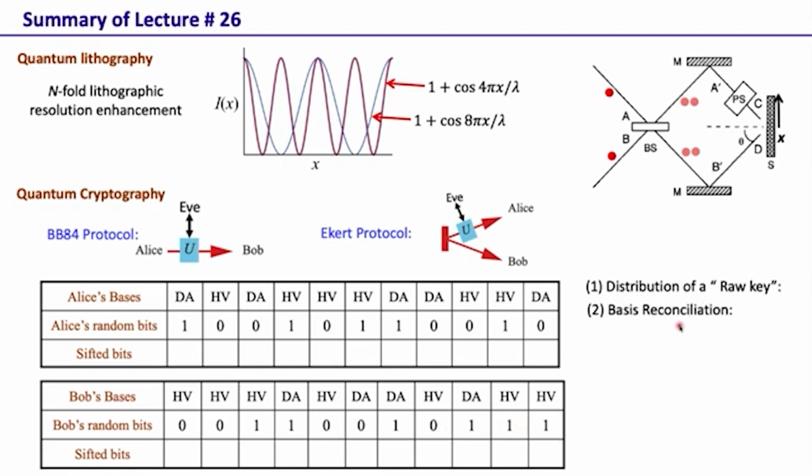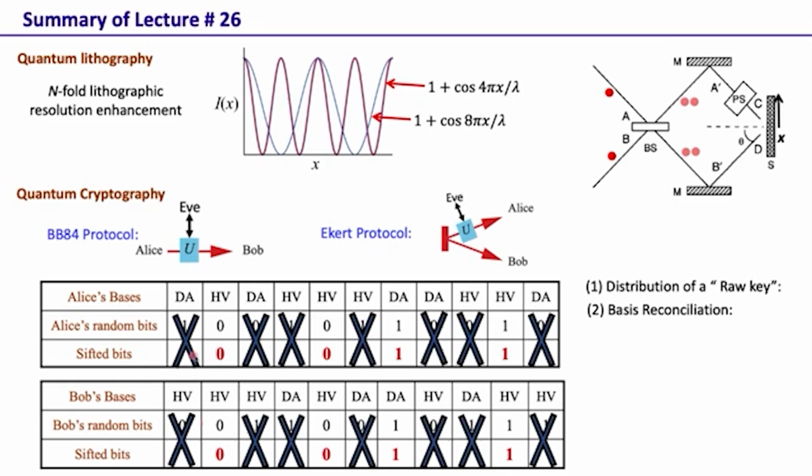So this was the distribution of raw key step. The next step in quantum cryptography is what's called basis reconciliation. In this step, Alice and Bob compare, in each instance, what basis Alice and Bob happened to choose. Again, they only compare the bases and not the bits. So after comparing the bases, if they find that in a particular instance they happened to choose different bases, then they reject those instances, and only in the instances when they happened to choose the same basis, they keep those measurement results. And when they choose the same basis, then of course their measurement results will be perfectly correlated, and at the end of it they generate this key 0011 that they both will then share.